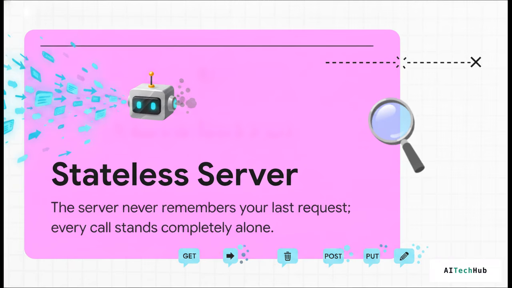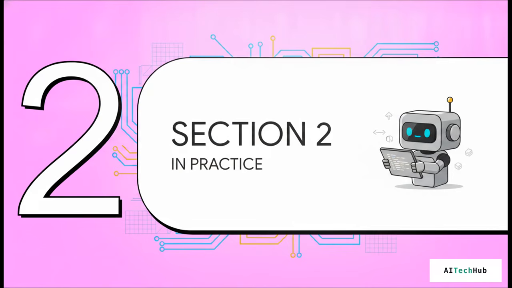And this goldfish memory? It's actually a superpower. It's exactly what allows REST APIs to scale so massively, because any server in a massive global cluster can handle any request at any time without needing a history lesson on what you were just doing. Let's move on and see how this all builds together.